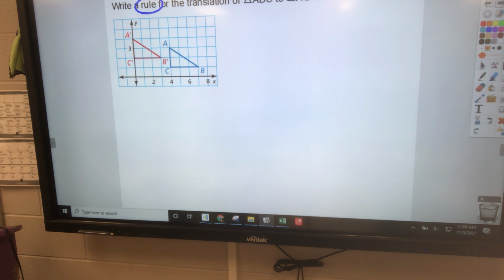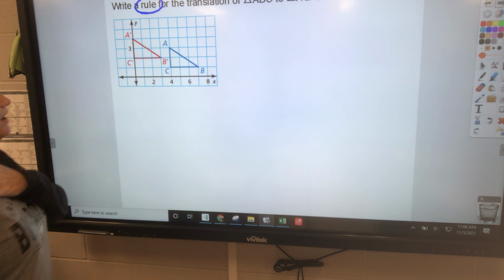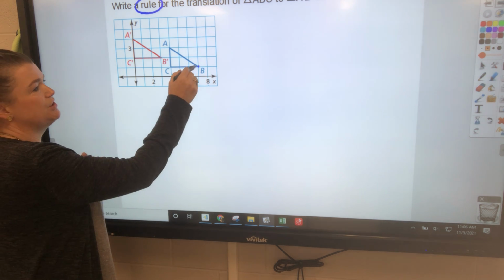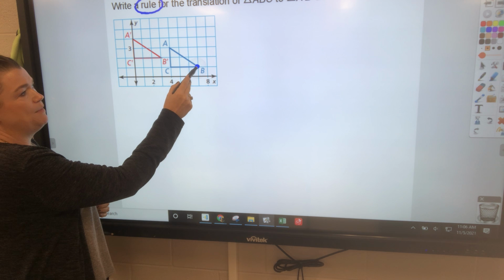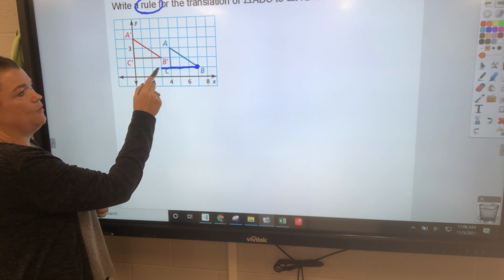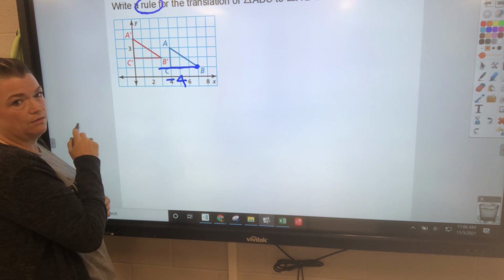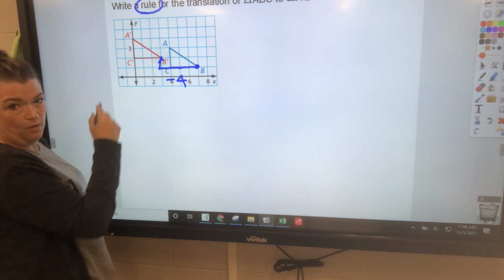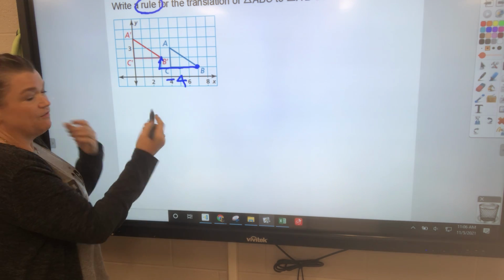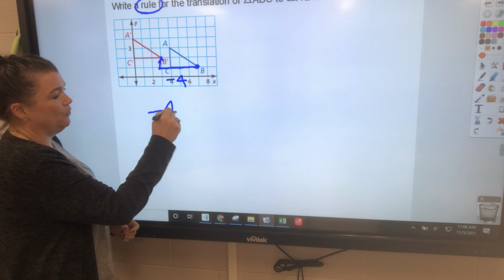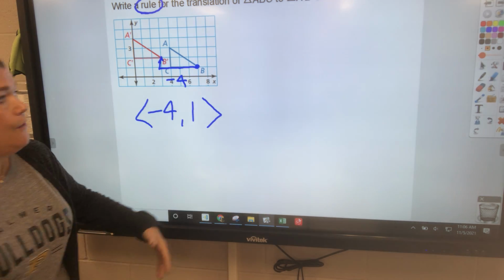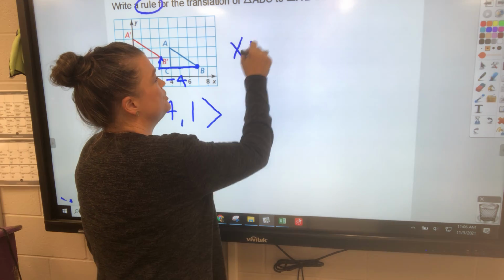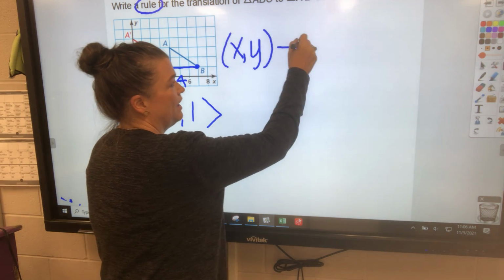All right. So did you guys think about what's going on? You can choose any of the points. I'm just gonna choose B, okay? So I'm looking at B and trying to figure out how I got to B prime. I'm gonna have to go to the left, 1, 2, 3, 4. So I have to go -4 and up 1. Okay, so if I wrote it as a vector, it'd be <-4, 1>. As a rule, x minus 4, y plus 1.